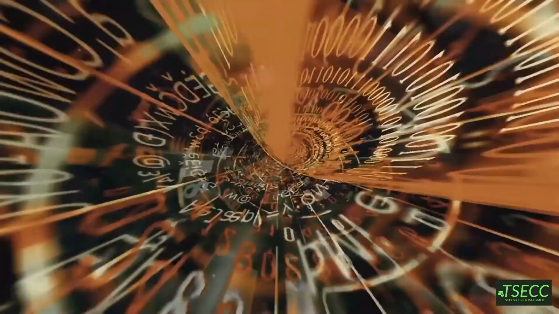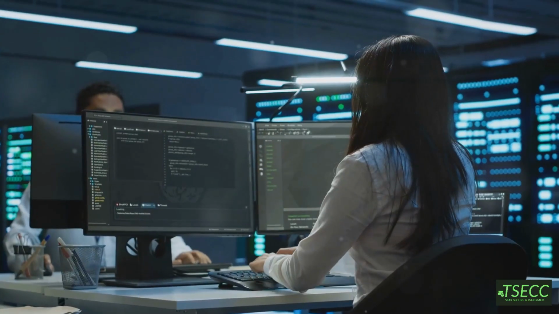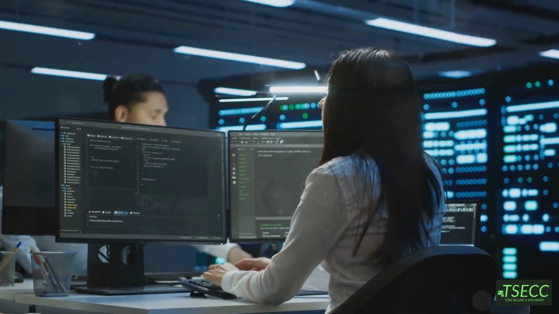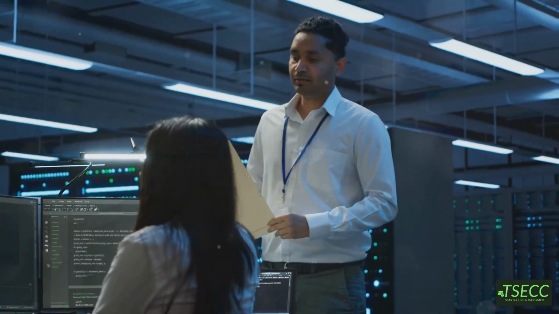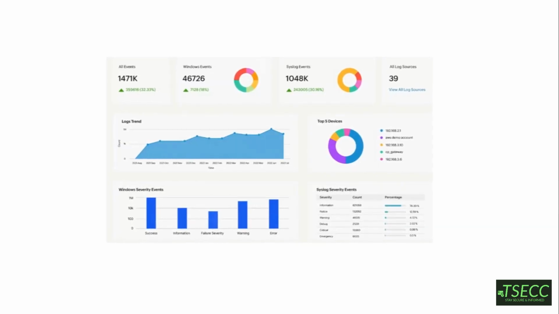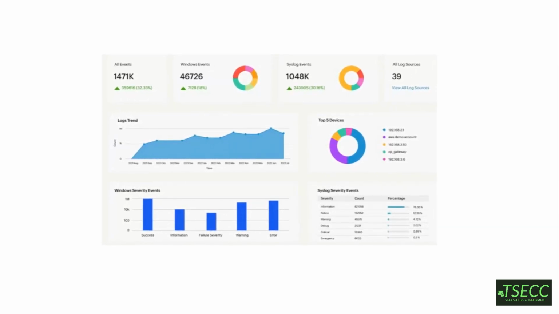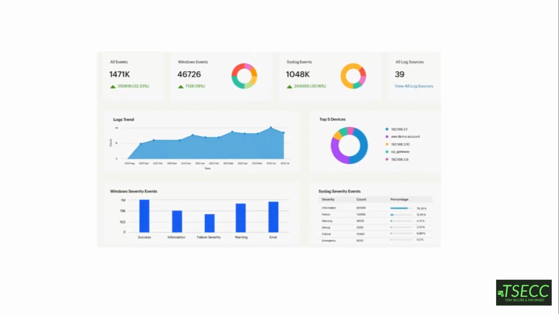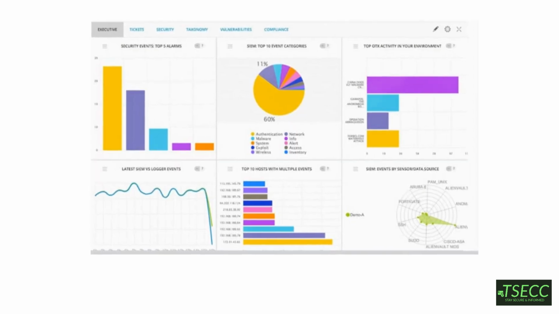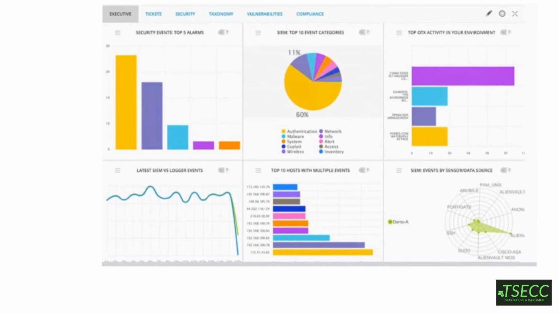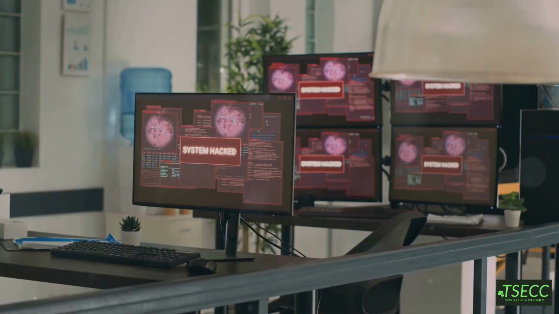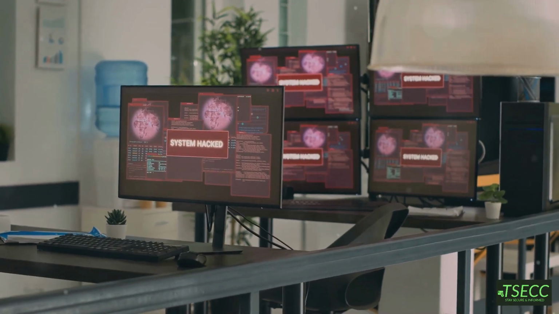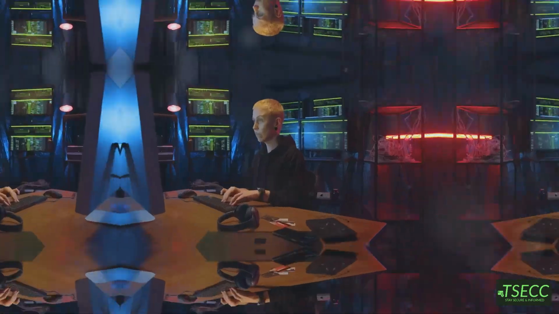So how does SIEM work its magic? Picture data coming in from hundreds or thousands of sources around your network. SIEM is constantly analyzing all this data in real time, looking for anything unusual or suspicious. With this central dashboard, SIEM allows security teams to monitor and respond to incidents without missing a beat. Whether it's detecting a suspicious login at 2 a.m. or catching malware trying to access sensitive data, SIEM keeps an eye on it all and alerts the team immediately.